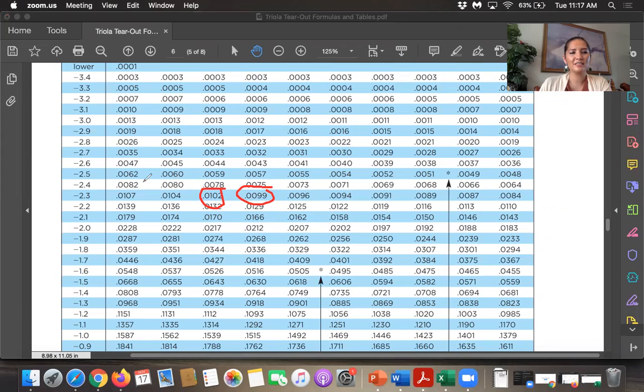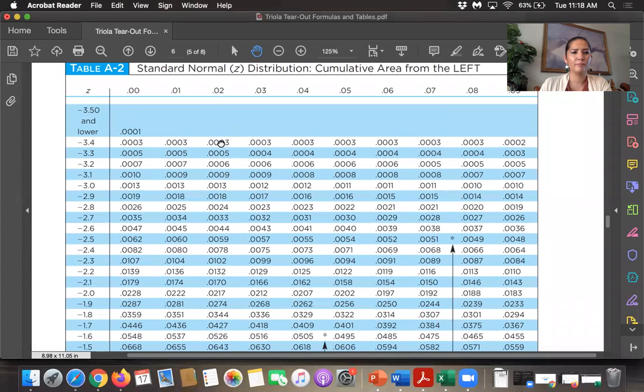So the corresponding z-score is z equals negative 2.3, and then this column, the one with the 0.0099 in it, corresponds to that 3 in the hundredths place. So this is z equals negative 2.33.